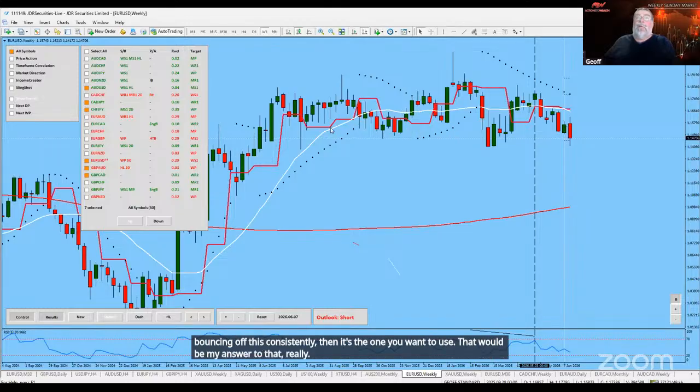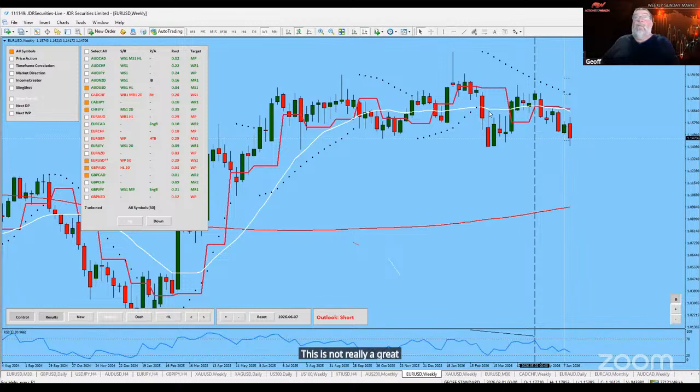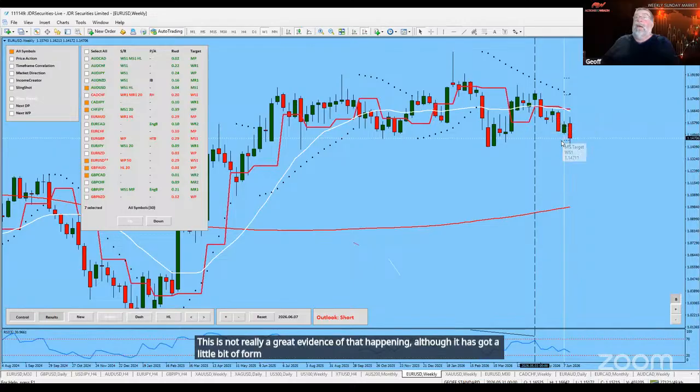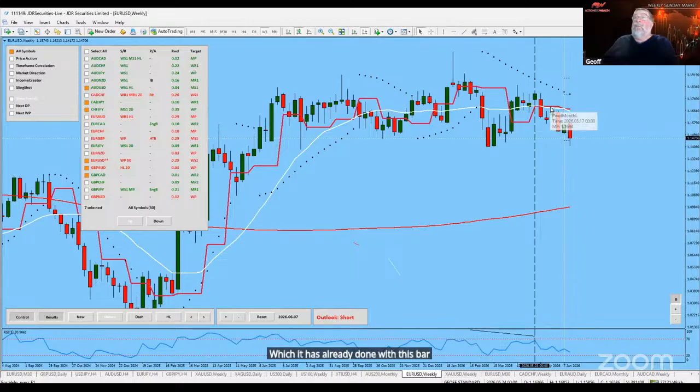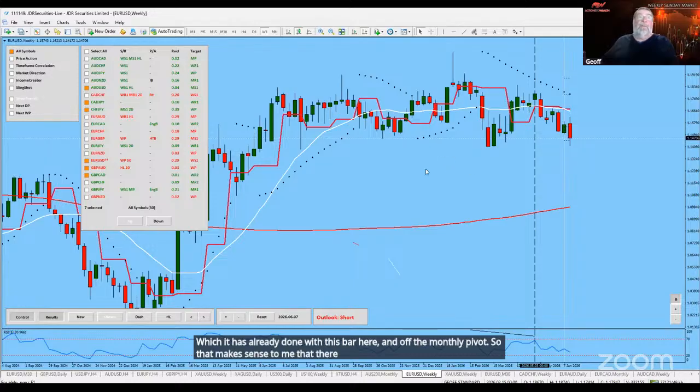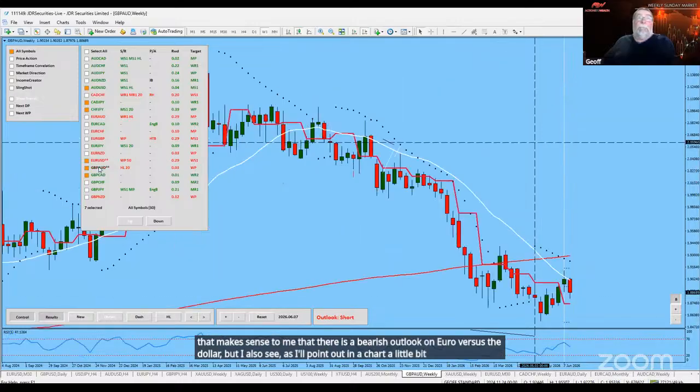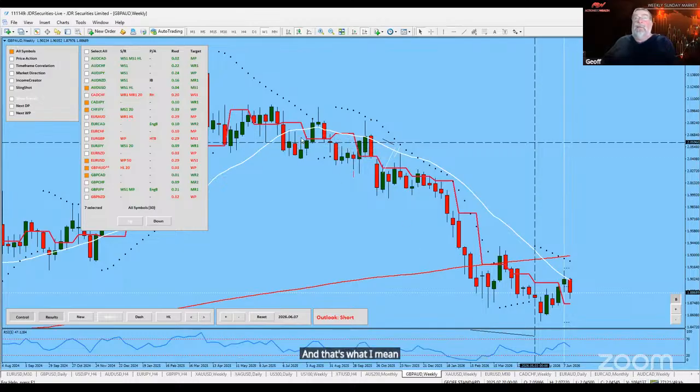This is not really great evidence of that happening, although it has got a little bit of form here and there. I'd still want to see it come back and bounce off there, which it has already done with this bar here and off the monthly pivot. So that makes sense to me that there is a bearish outlook on euro versus the dollar. But I also see, as I'll point out in a chart a little bit later, that there is a nice reversal pattern sitting there as well. And that's what I mean by price reacting off a moving average.